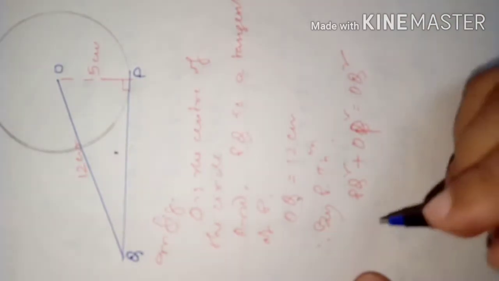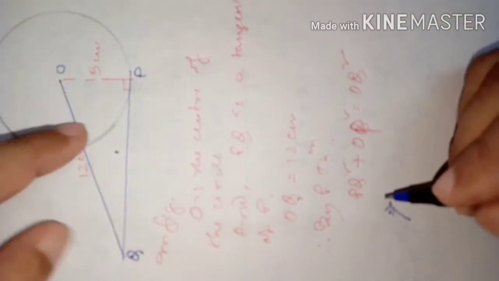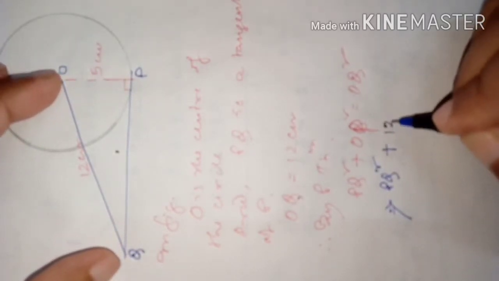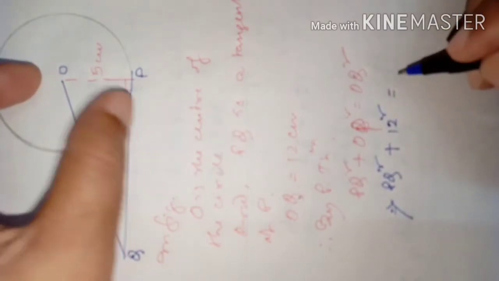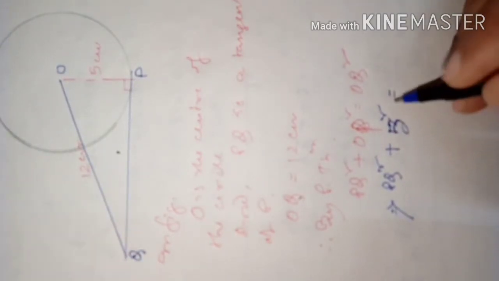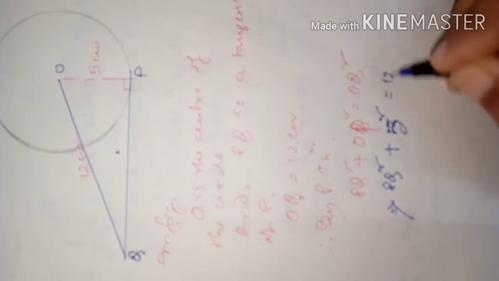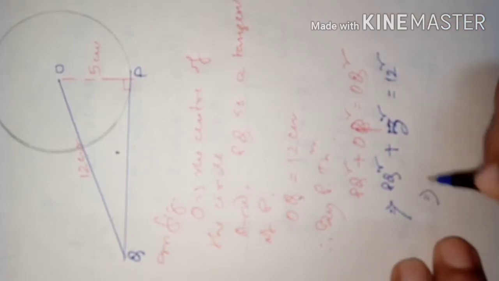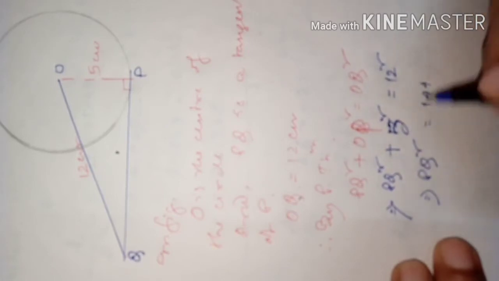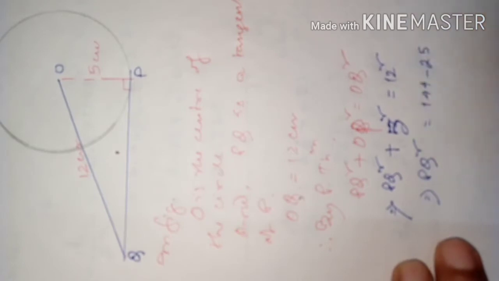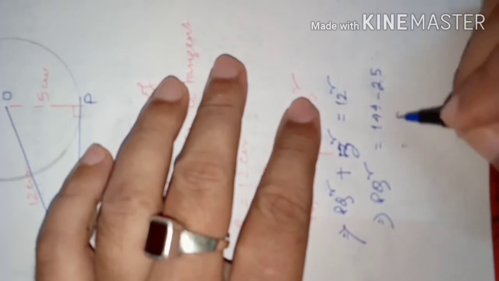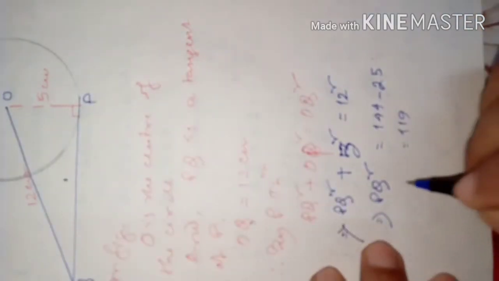So PQ square plus OP is 5 square is equal to OQ, which is 12 square. PQ square is equal to 12 square, 144, minus 5 square, that is 25, is equal to 119. That is PQ square.